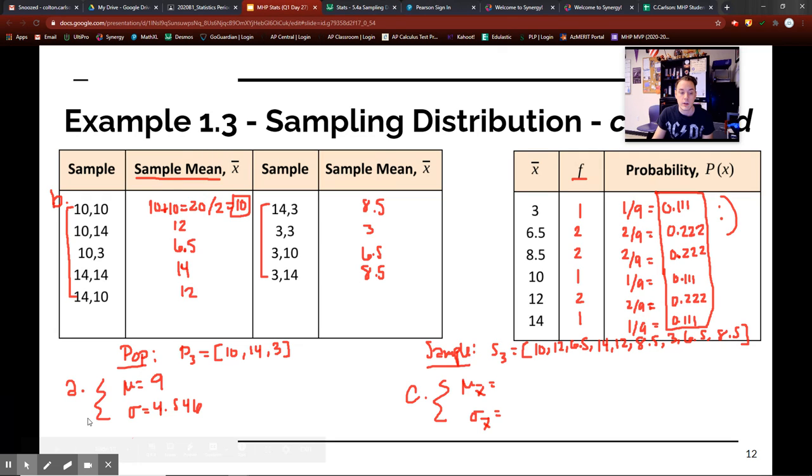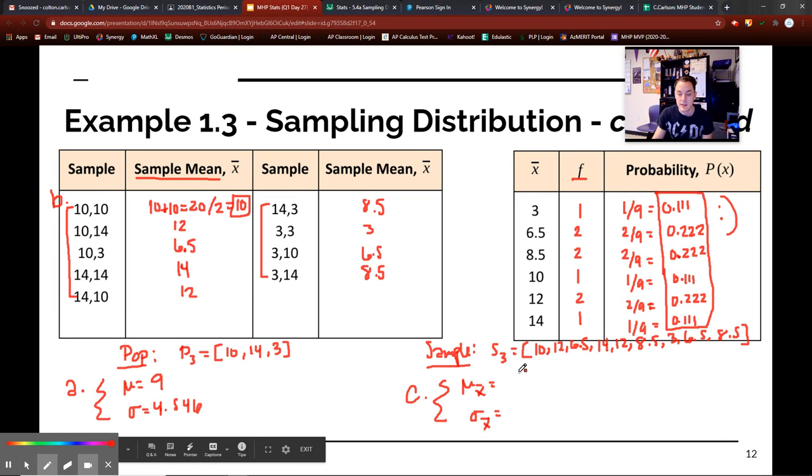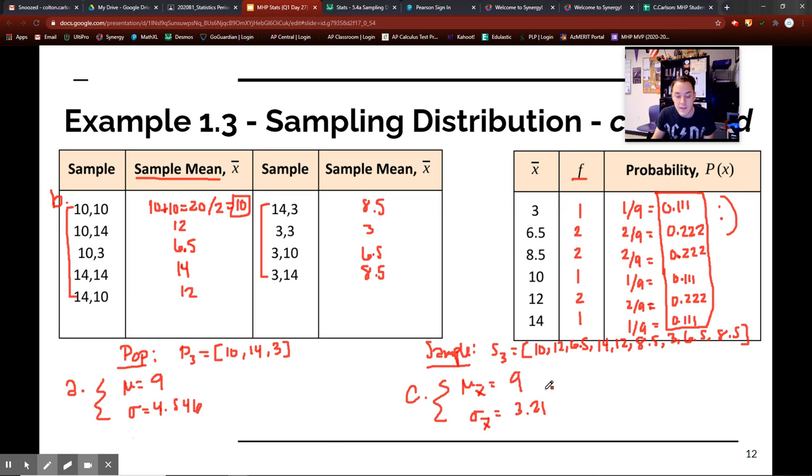So I'm going to go over here. So 9, and then 3.21. And then if it asks you to interpret, it's literally the exact same thing that we have been saying before. My population mean equals my sample mean. The population mean will equal the mean of my sample means. Okay? Perfect.